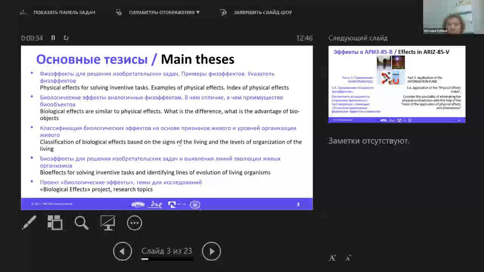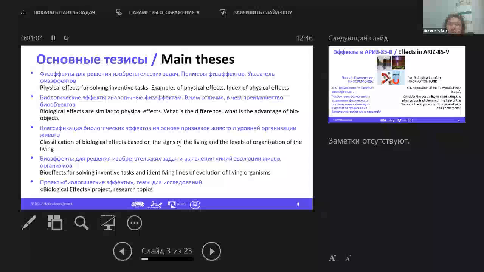Today I would like to focus on a number of main points. In my presentation, first I will speak about physical effects for solving inventive tasks. We will look at examples of physical effects, and we will focus also on the indices of physical effects as a way to address contradictions. We will focus on biological effects and their differences. We now have the classification of biological effects, and I will present this classification for you today.